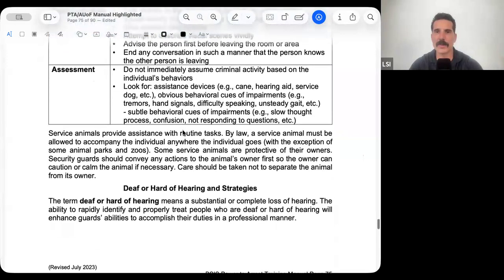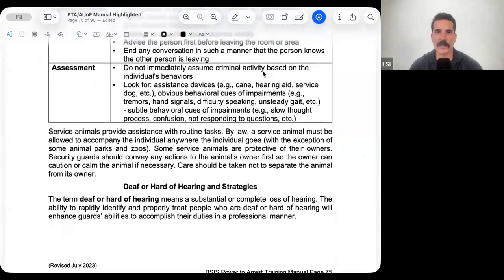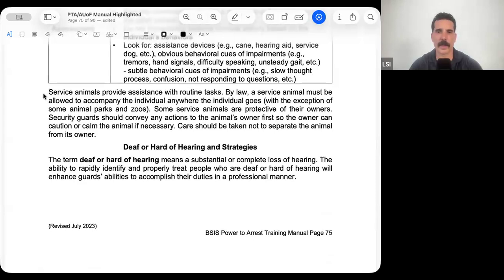Assessment. Do not immediately assume criminal activity based on an individual's behavior. Look for assistance devices, e.g., cane, hearing aid, service dog, etc. Obvious behavioral cues of impairments, e.g., tremors, hand signals, difficulty speaking, unsteady gait, etc. Subtle behavioral cues of impairments, e.g., slow thought process, confusion, not responding to questions, etc.